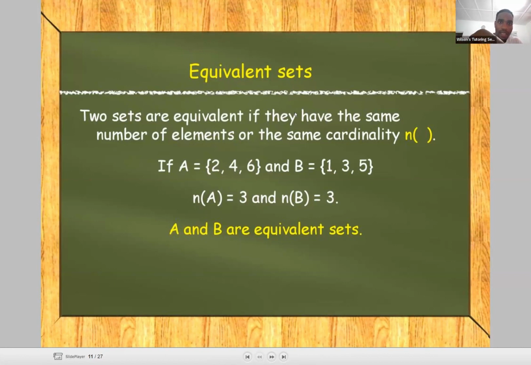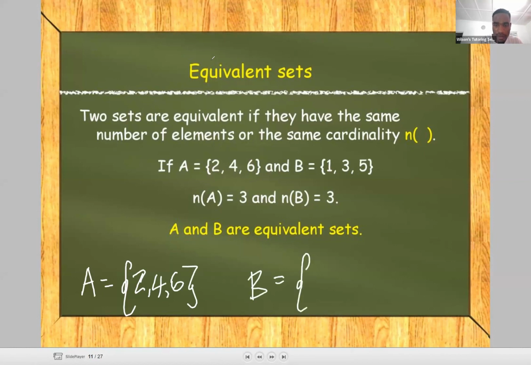I'm going to write for a bit. If it was a case that set A had 2, 4, 6, and set B had, say, 1, 2, 3, 4, would we say these two sets are equivalent?